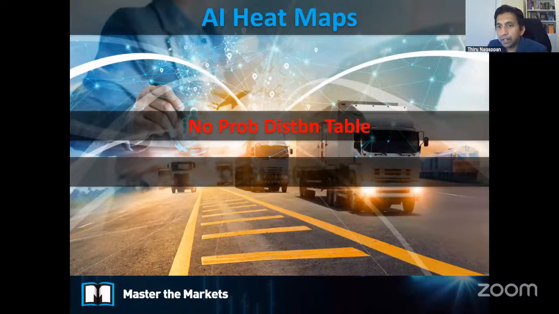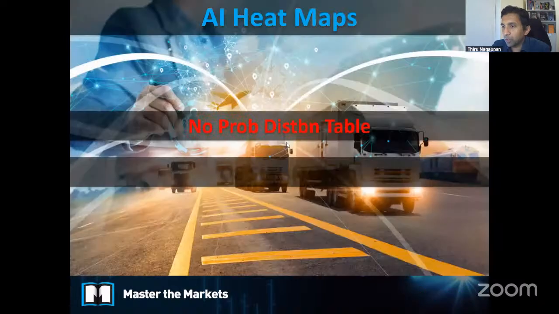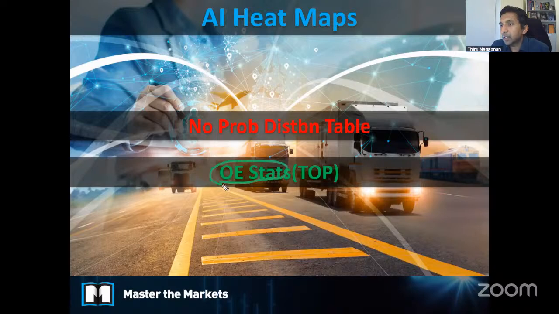Now, once you got that, you can then handle the third problem that most people do not have. They don't have any probability distribution table. So to tackle that problem, before I create the heat map, I apply this formula, right? Point of entry to maximum point reached, as long as I got my bottoms and tops quantified. So that's how we can get our open equity stats, right? And from the open equity stats, we can get our target based on probabilities. Target based on probabilities, okay?